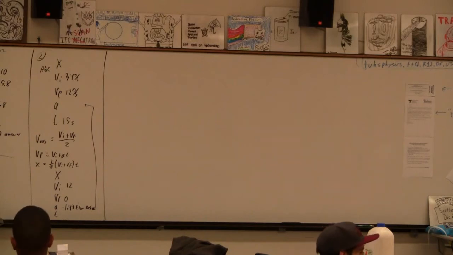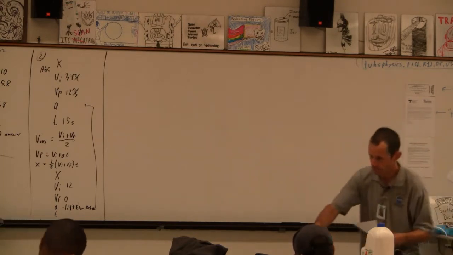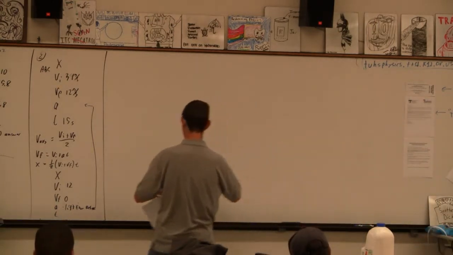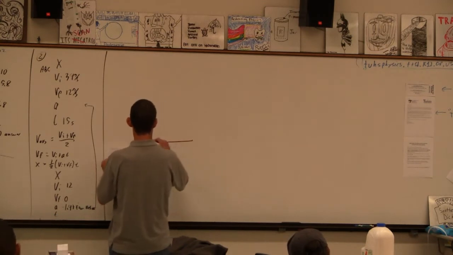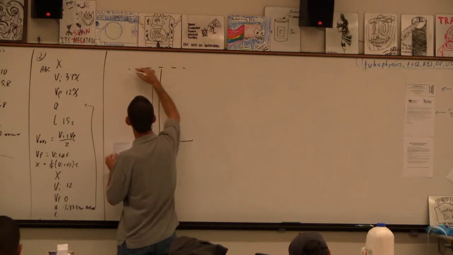I'm going to solve problem number 4 from the mock test. A student shoots a rocket up in the air from the ground. The rocket's greatest height is 56 meters. Okay, so let's draw a picture of this. It goes up, it goes down, and this is 56 meters.